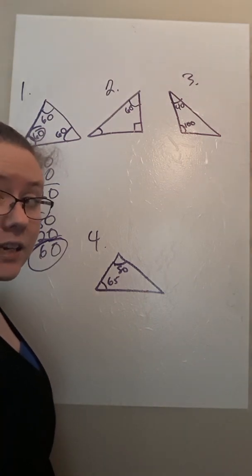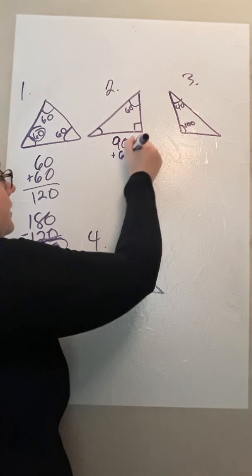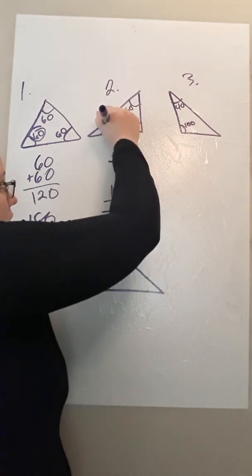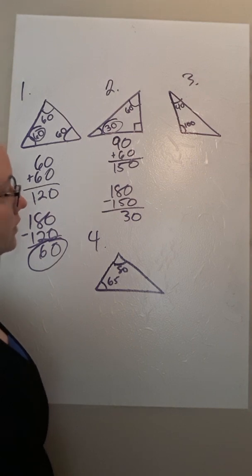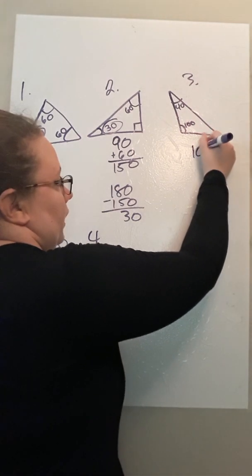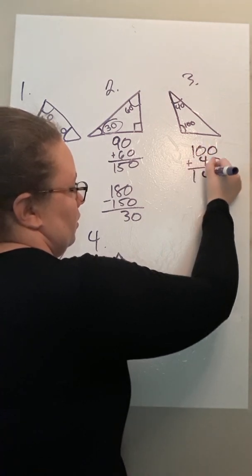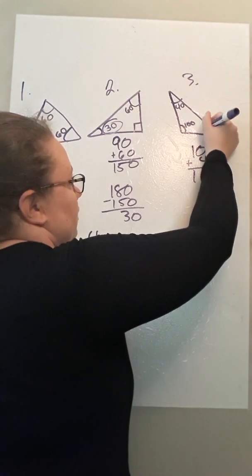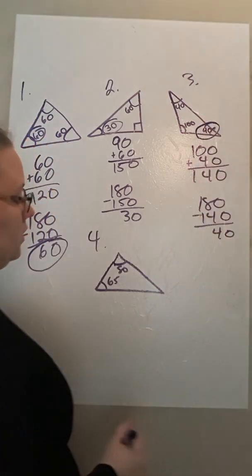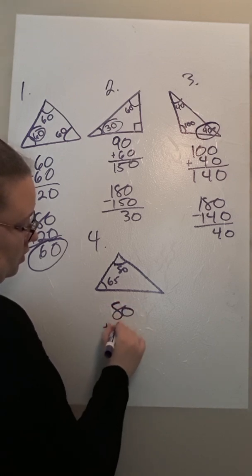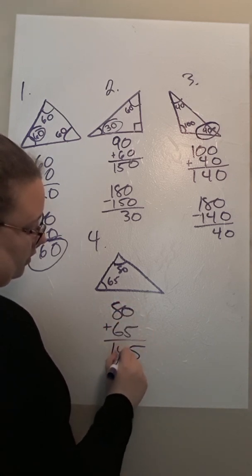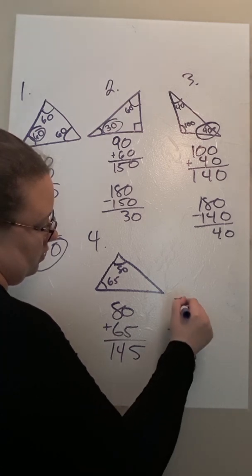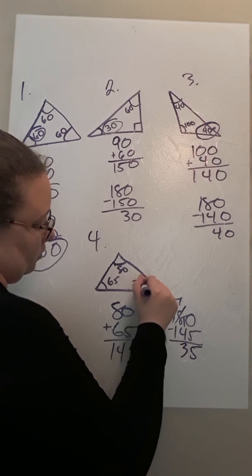All right, let's go here. Right angles, they always equal 90 degrees. 90 plus 60, 150. 180 minus 150, 30. Next one, still a triangle. 100 plus 40, 140. 180 minus 140 gives me 40. And my last one, 80 plus 65, 145, 180 minus 145. Don't forget to carry. Missing angle is 35 degrees.